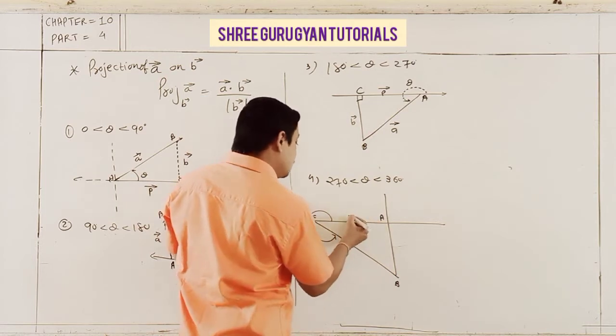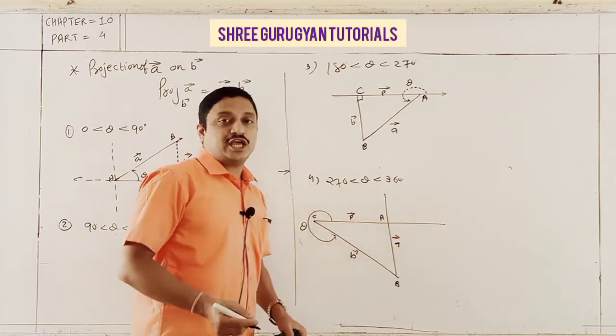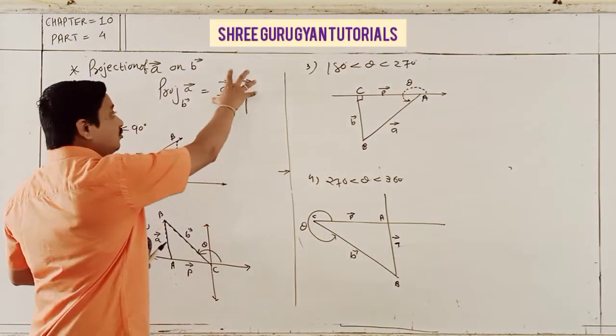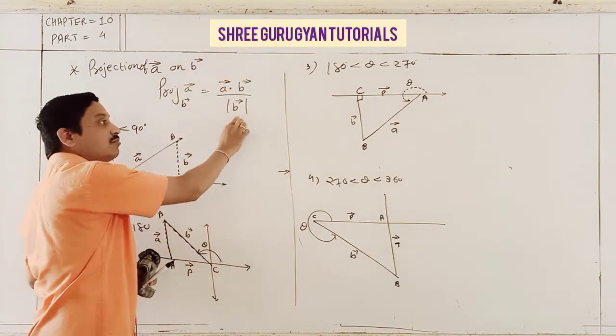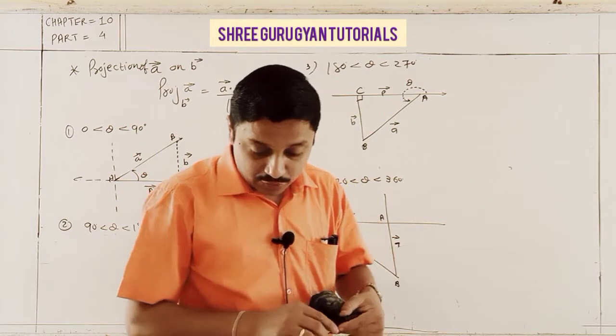Very easy. That's your P projections. Here A and here B. So projection of A on B in a different way, but you can cover, students, with only this formula, A dot B by magnitude of A. Yes. Now I'm going ahead with our questions.